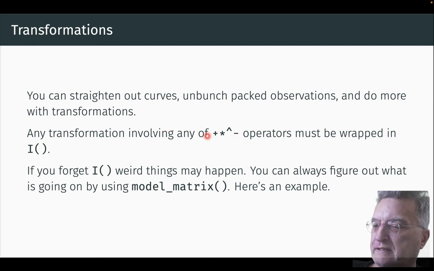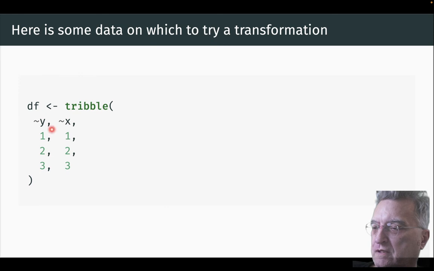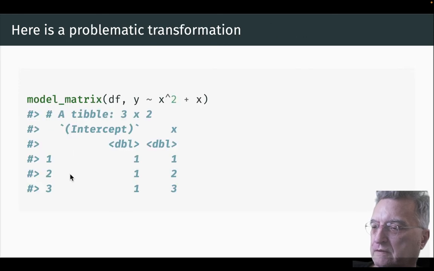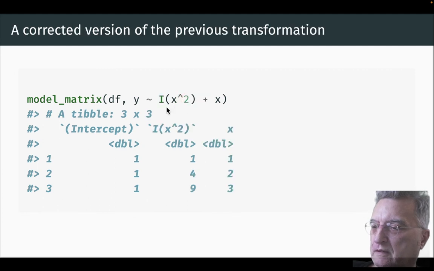But anytime you use these symbols, you have to wrap them in the I function. And if you forget to use the I function, weird things can happen. And you can find out what weird things are happening by using model matrix. So here's the data. And in this model matrix, we don't see the x squared term. We just see the x term because we failed to wrap this in an I function. It has this special character. So if we do it correctly, now we get the squared function, x squared, in the model matrix.